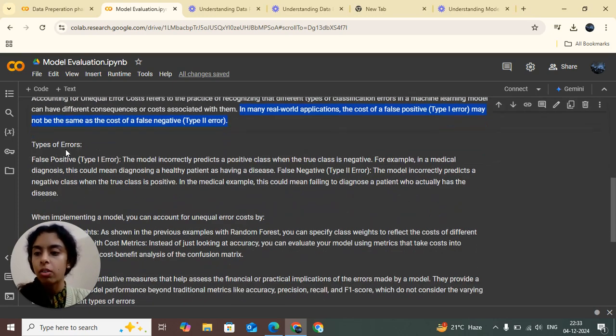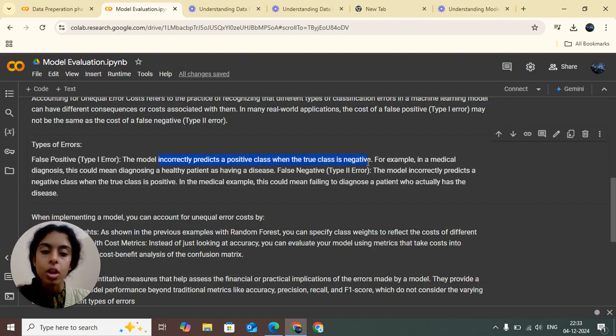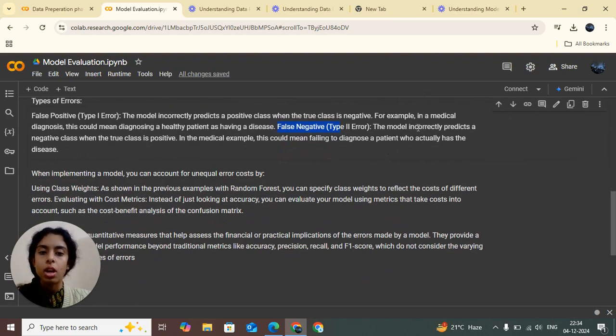There are types of error we have. Here is false positive, that is type 1 error. It means the model incorrectly predicts a positive class when the true class is negative. And false negative means the model incorrectly predicts a negative class when the true class is positive. And here is an example. In medical diagnosis, a false positive means diagnosing a healthy patient as having a disease, and a false negative means we diagnose a patient that actually has a disease as a healthy person.